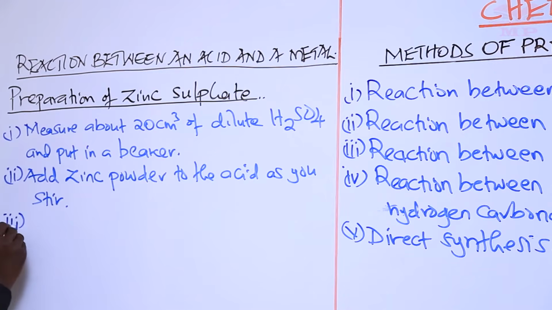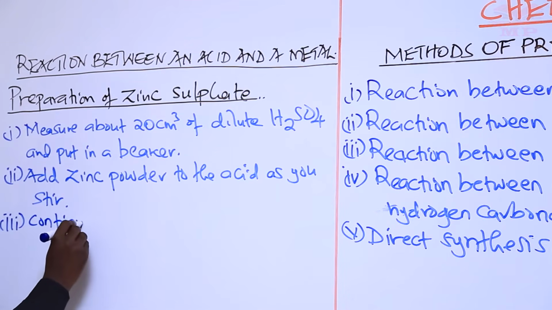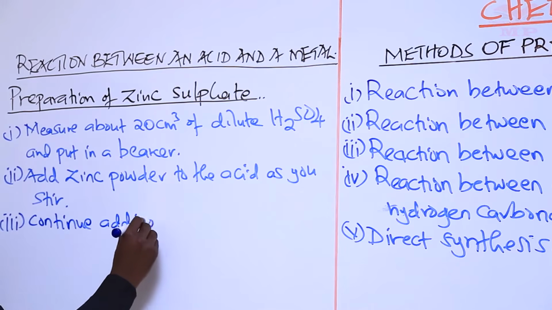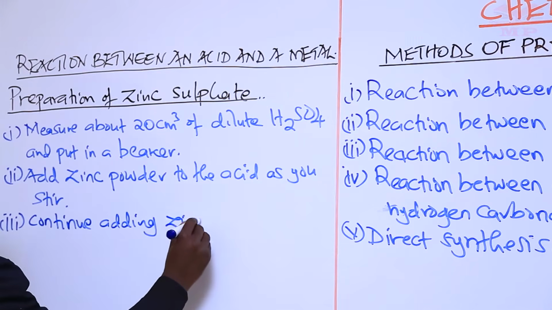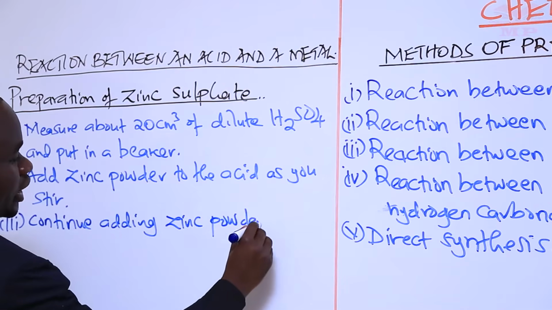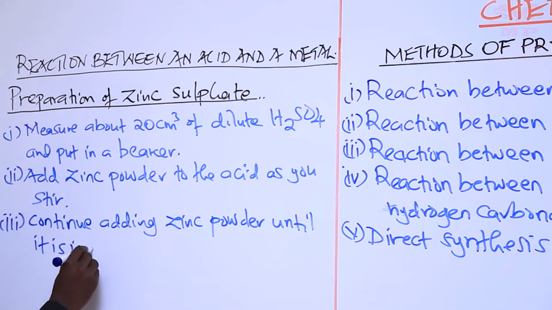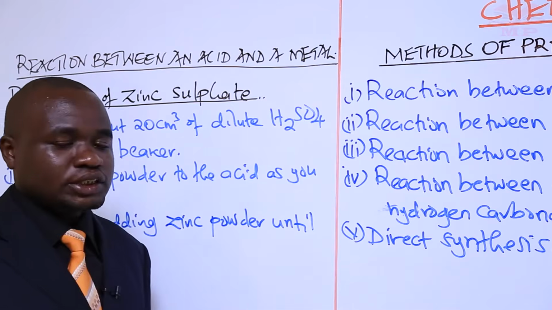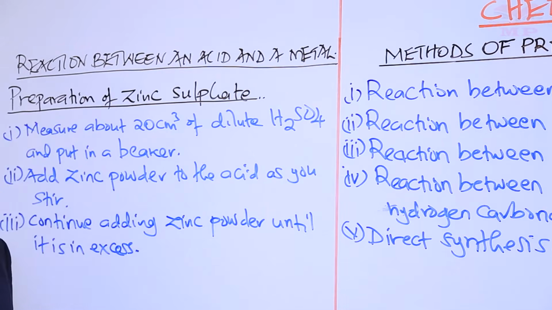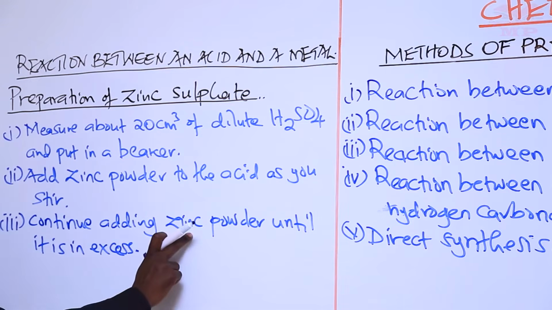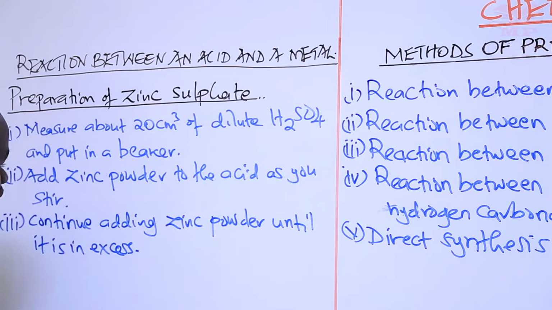Thirdly, continue adding zinc powder until it is in excess. So we are using excess zinc simply to make sure that all the acid has reacted. That's why we add more and more zinc until all the acid has been used up. Remember, the reaction that is taking place here is the reaction between zinc powder and dilute sulfuric acid.